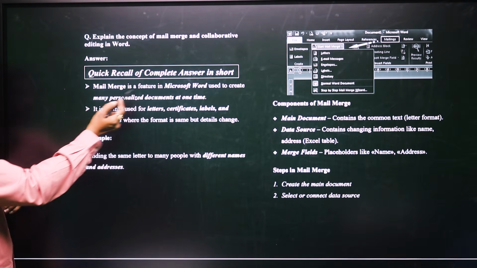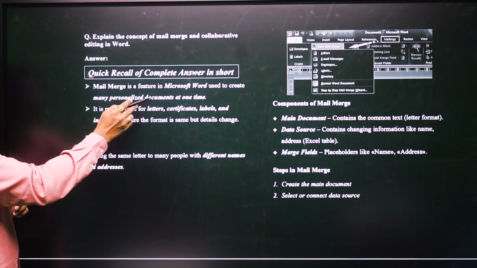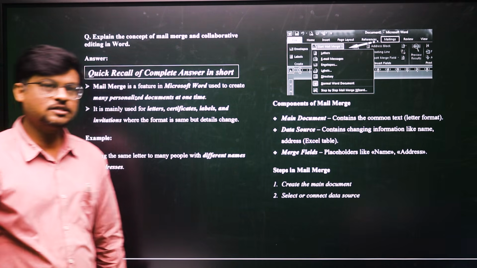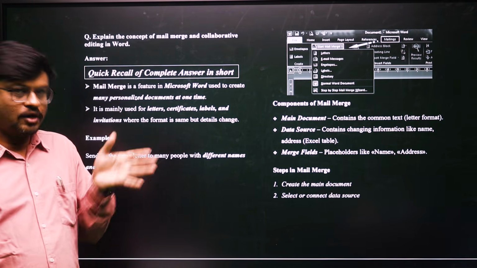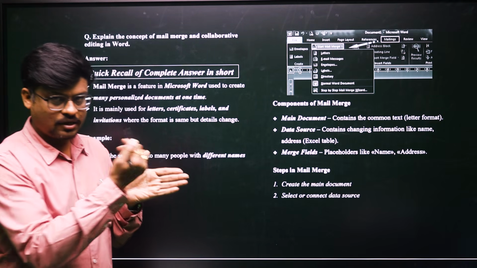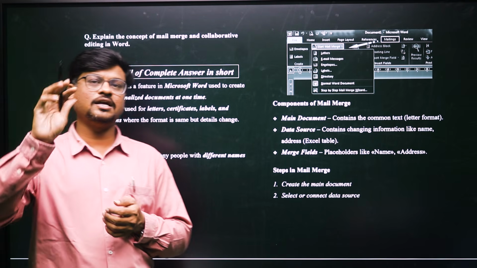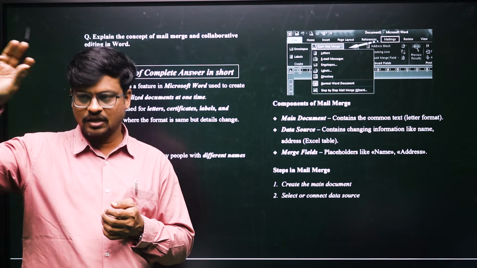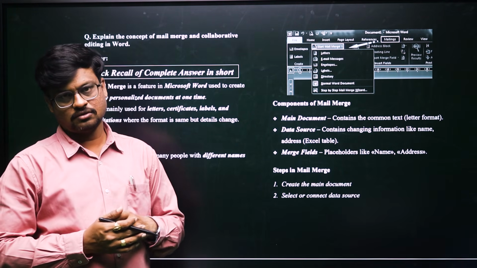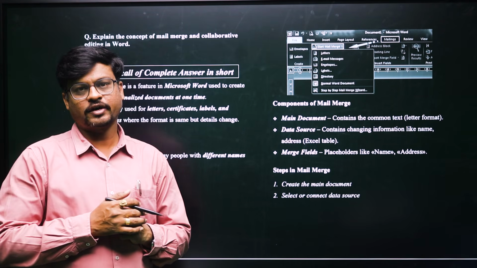Mail merge is a feature of Microsoft Word which is used to create many personalized documents at once. You write only one document, but it will be sent to multiple people as a personalized one. Instead of sending a letter without any heading, prefix, or address, you send the same letter to 10 people with their addresses. So what we need to do is mail merge, and the process is quite simple.